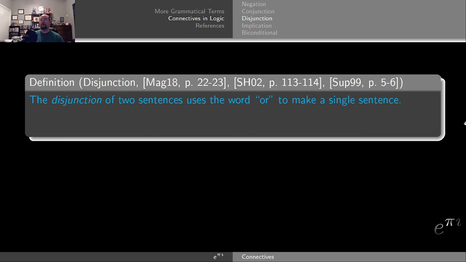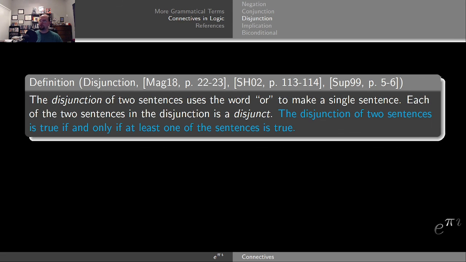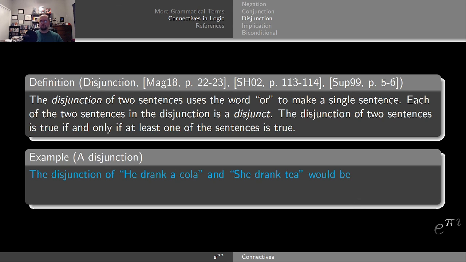The next connective is the disjunction. The disjunction of two sentences uses the word or to make a single sentence. So you're using the grammatical conjunction or to create the logical disjunction. Each of the two sentences in the disjunction is a disjunct, and the disjunction of two sentences is true if and only if at least one of the two sentences happens to be true. So for instance, the disjunction of he drank a cola and the second statement she drank tea would be he drank a cola or she drank tea. Again, the two statements with the word or sandwiched between them.